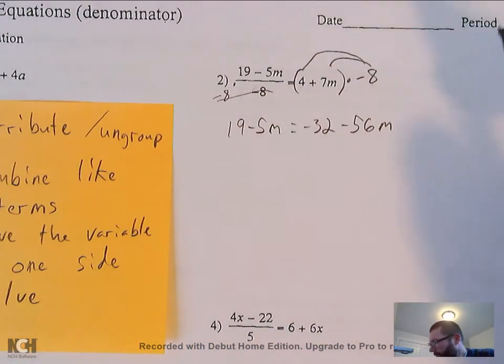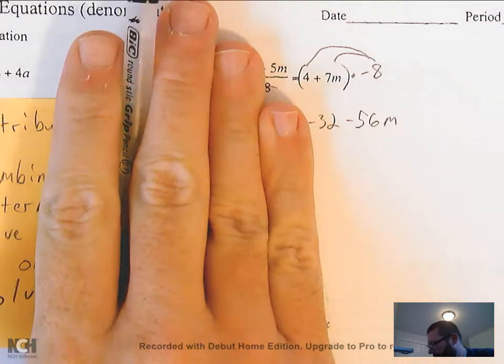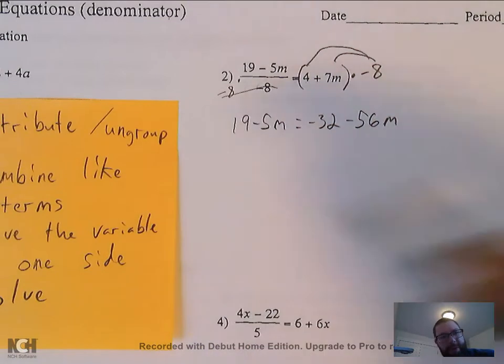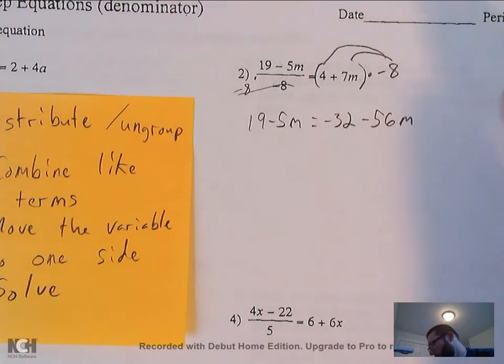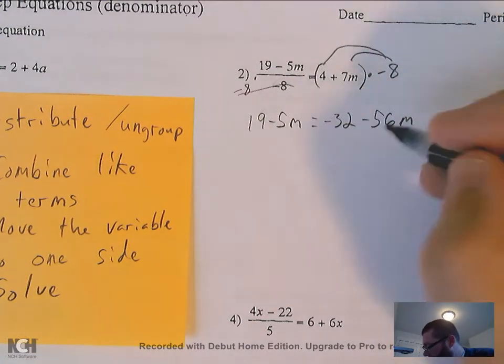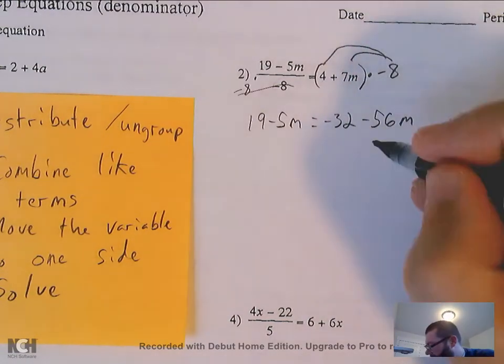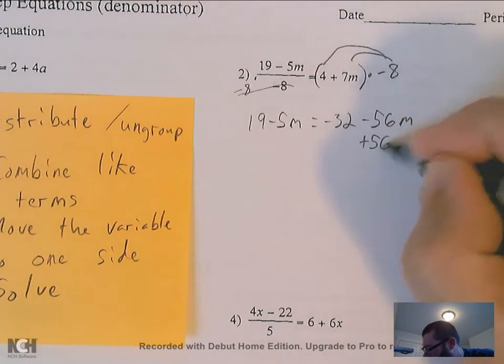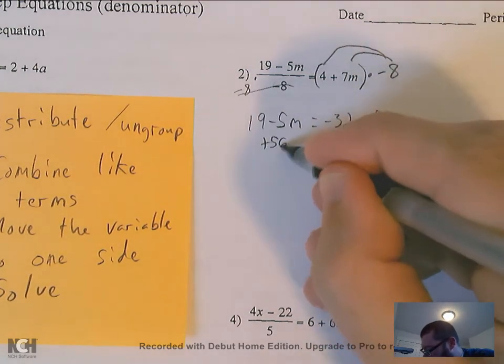Now, next step, we look for like terms. I don't see any like terms on the same side. So now we move the variable to one side. It doesn't matter which one you move, you'll get the same answer either way. I usually like to move it so that your variable stays positive. So let's do that. I would have to move the 56 in that case. Remember, when you're moving the variable, it's a simple add or subtract when you're just moving it from one side to the other. So since it's a -56, I'm going to add 56m to each side.